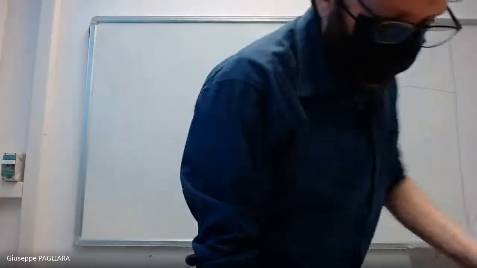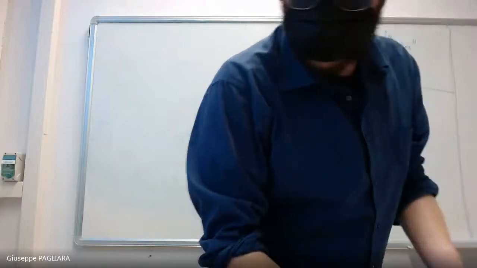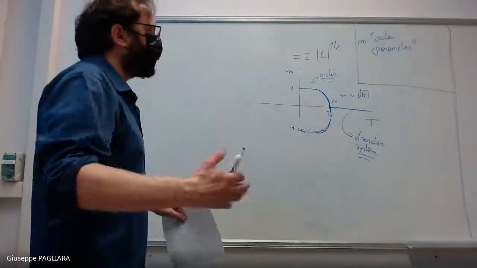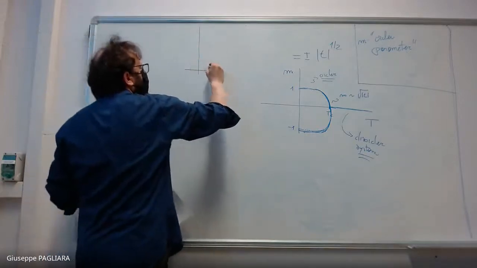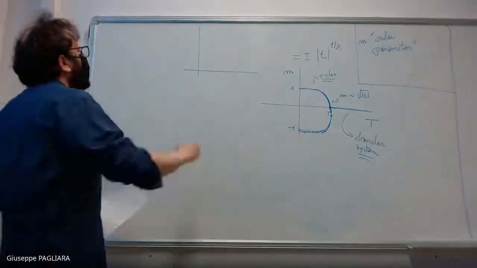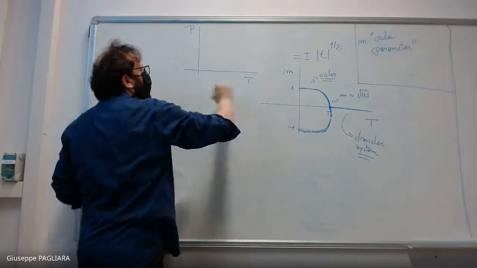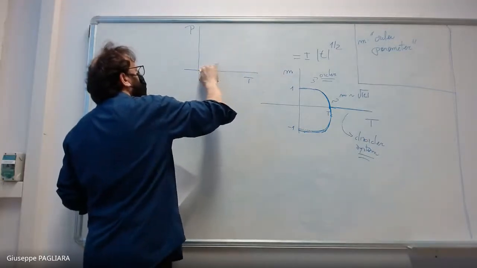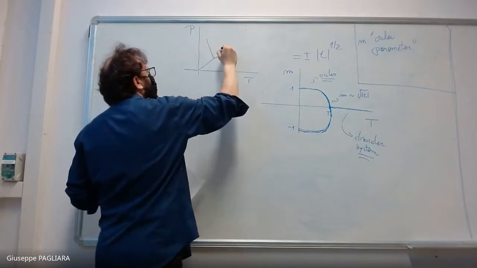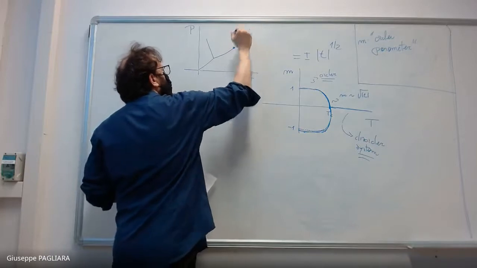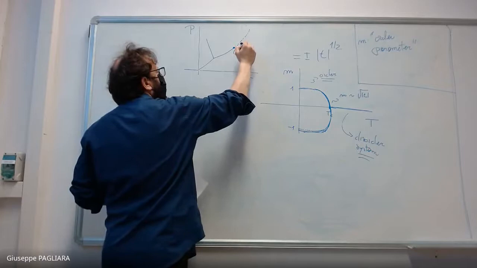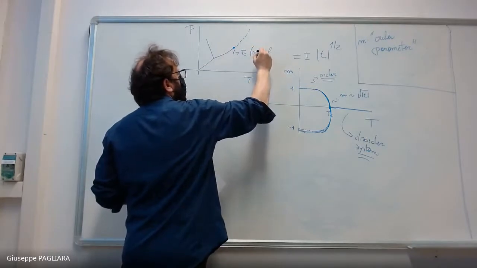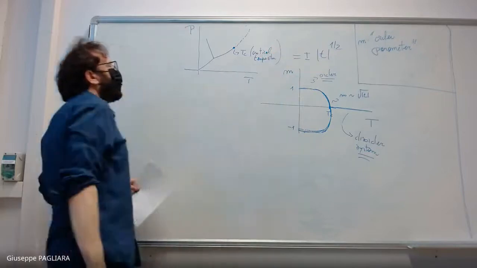Now, to make a comparison with another system for which we have seen a phase transition, let us remember this plot here, which was found for the liquid-gas phase transition. That was something like this. Well, okay, so for instance, for water, we have something like this. So here there is a critical temperature.